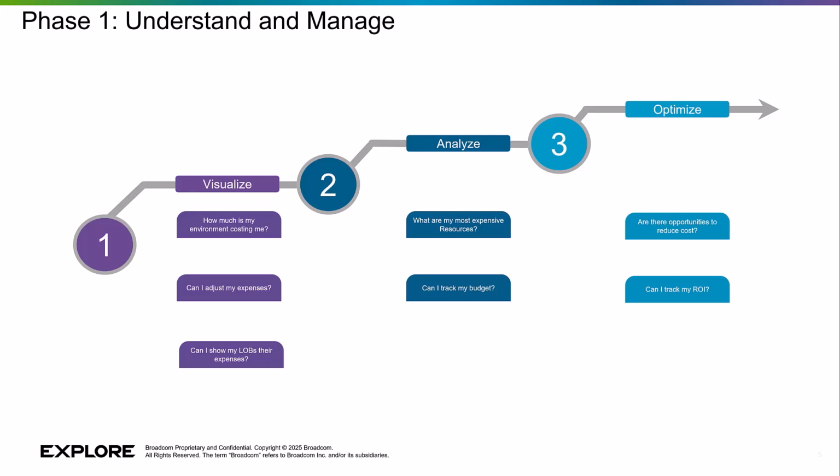And as you navigate through this phase, you're going to need visualization, analysis, and optimization tools to answer questions like, how much does my infrastructure cost to run? Why are my expenses so high? Can I even adjust them? Can I inform the LOBs, the various lines of businesses out there, how much it's costing to run their VMs? Are there any opportunities for these lines of businesses to lower their costs, and how can I make them more accountable? How can I track my budget burn down, and quite frankly, what's my ROI to date, right?